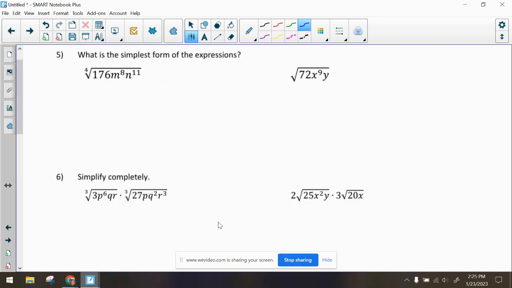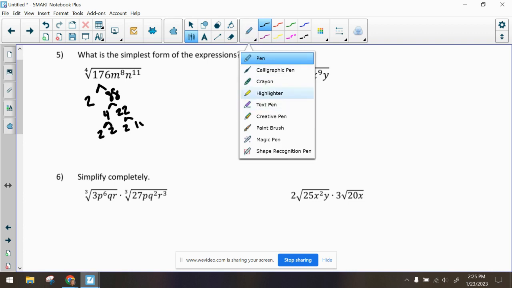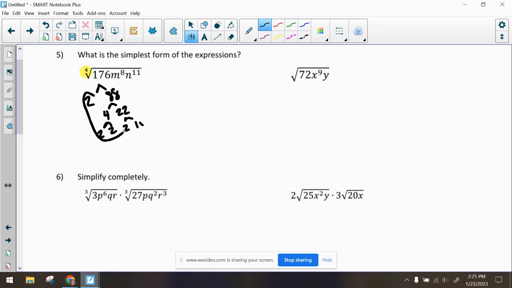Both problems 5 and 6 are going to ask us to simplify the radical expressions. So now we're going to start to break them down into their factors. So I'm going to start with 176. I know that 176 can be 2 and 88. 88 can be 4 and 22. 4 can be 2 and 2, and 22 can be 2 and 11. So I'm looking for a group of 4 because the index is 4. So I have this group of 4 2s that matches and an 11 that will stay behind.